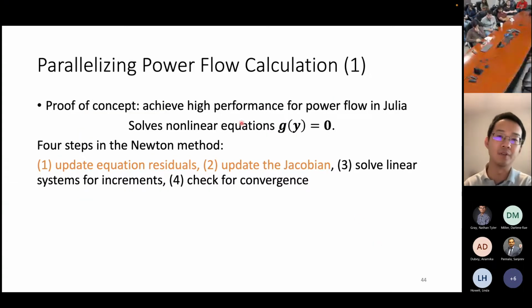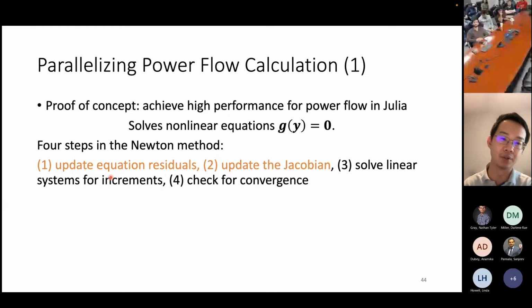Instead of doing a full transient stability simulation, I attempted a parallel power flow calculation in Julia. So we want to see the performance improvement for vectorizing those calculations on CPUs in the Julia language. Power flow, on the other hand, only solves the power mismatch equations. So there are 4 steps in the Newton method for power flow calculation.